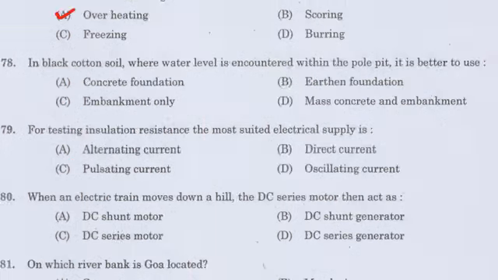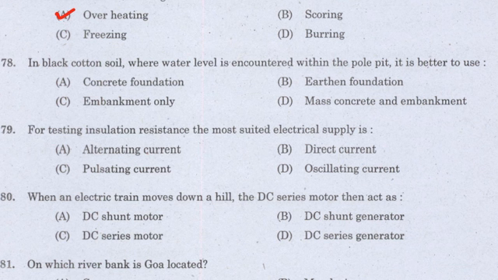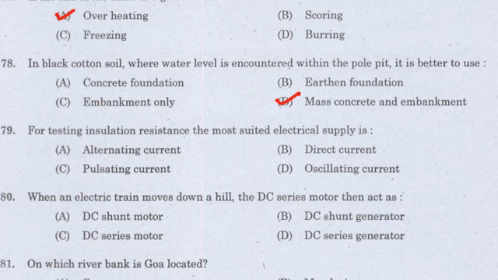Next question. In black cotton soil where water level is encountered within the pole pit, it is better to use concrete foundation, earthen foundation, embankment only, mass concrete and embankment. The right answer is option D, mass concrete and embankment. For testing insulation resistance, the most suited electrical supply is alternating current, direct current, pulsating current, oscillating current. Right answer is option B, direct current.